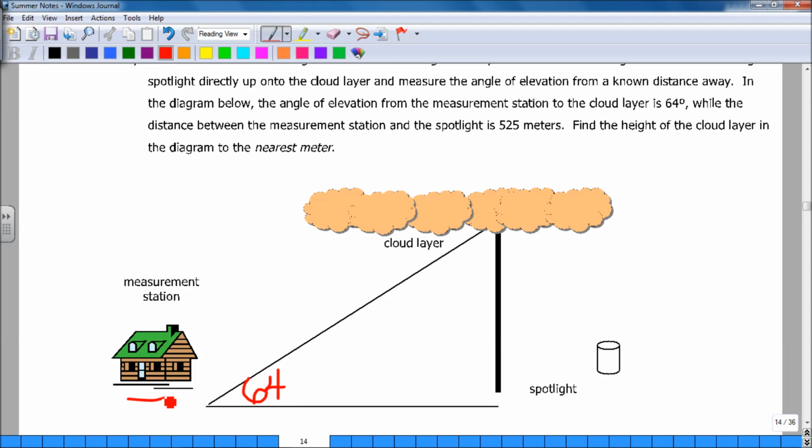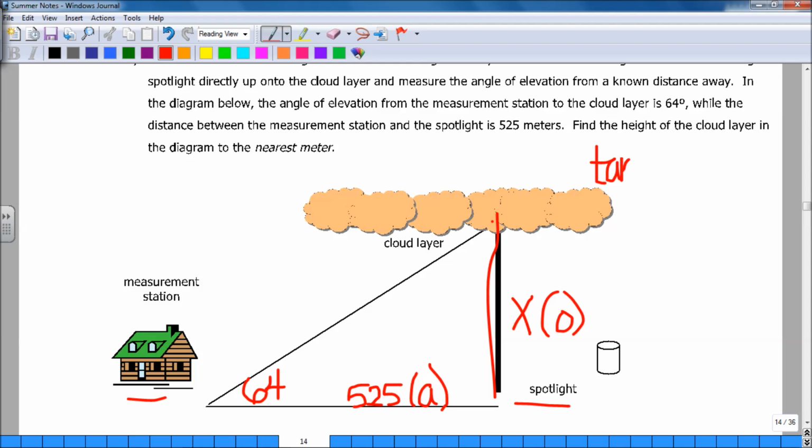So here's my measurement station, here's my spotlight. That means that this is 525 meters. And then it asks to find the height of the cloud layer, which is just the vertical distance when it asks you to find the height, which is x. So this is the opposite, this is the adjacent. So that means that I have to use the tangent. So the tangent of 64 is equal to x over 525. Multiply both sides by 525.